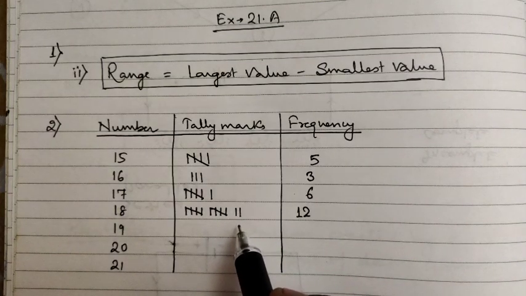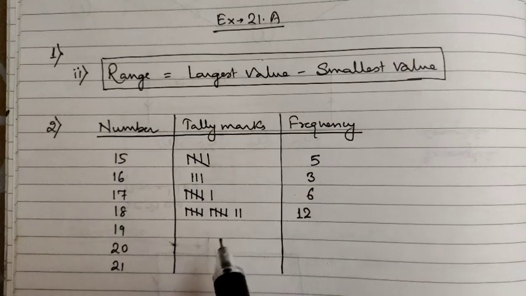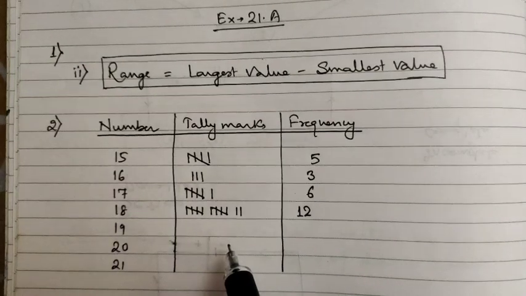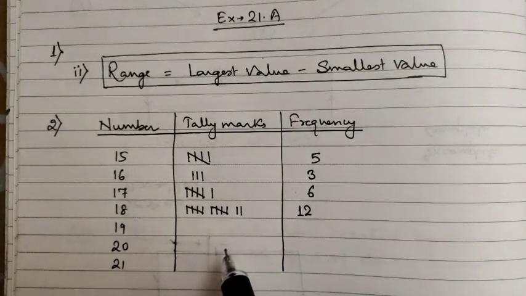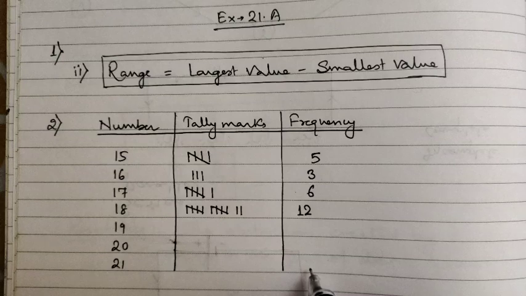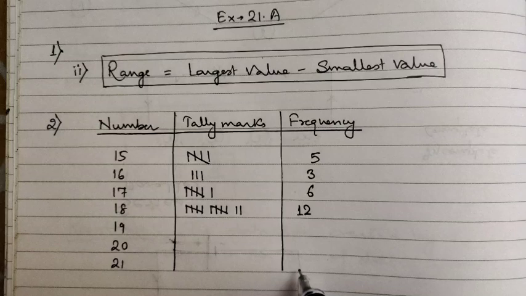Question number 3 also has some data given, and you have to prepare the same frequency distribution table. In question number 4, some data is given, you have to prepare a frequency table, calculate the range, and find how many workers are getting maximum wages. It means you have to give the frequency of the highest data. Question number 5 also gives data, and you have to construct a frequency distribution table.